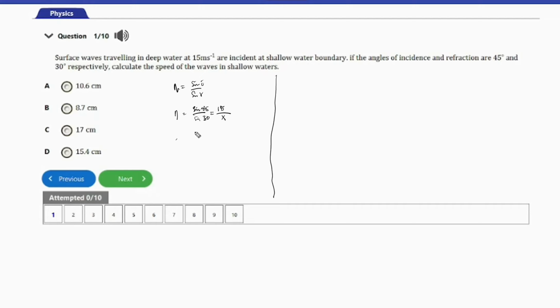So we make the speed of the wave in shallow water the subject of this equation. Let's call that x. So x is equal to 15 sine 30 over sine 45. That's 10.6, and that's option A here. So let's go ahead and consider the next question, guys.